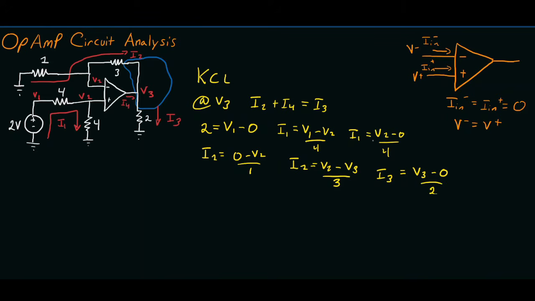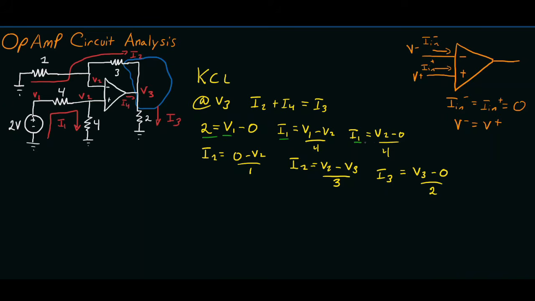So at this point, we have a solvable system of equations. So if you want to stop here and put this into a calculator, at this point you would be done. However, I'm going to go ahead and solve this one by hand. So to do that, we know that 2 is equal to V1, and we have two I1 expressions over here.